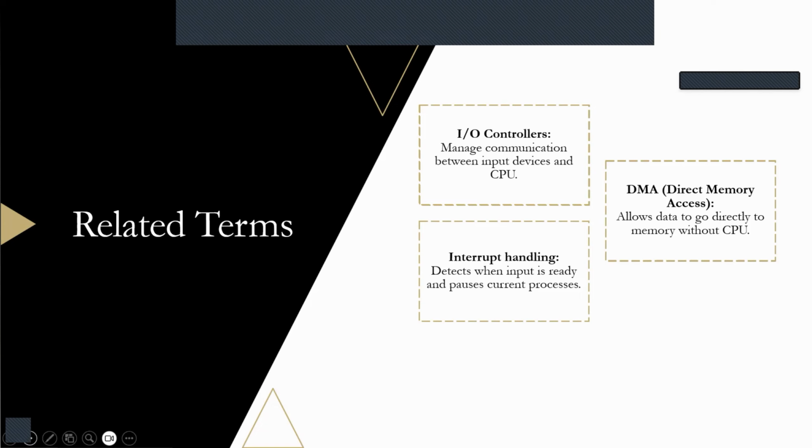The second one I have is interrupt handling. The role of this is they determine which input device has data ready and alert the CPU. And the function is input devices trigger hardware interrupts to signal data availability. The last one I have is direct memory access. The role is they transfer large information, for example from a disk or a camera, directly to the RAM without the CPU's intervention. And the function is they bypass the CPU to reduce workload and speed up transfers.